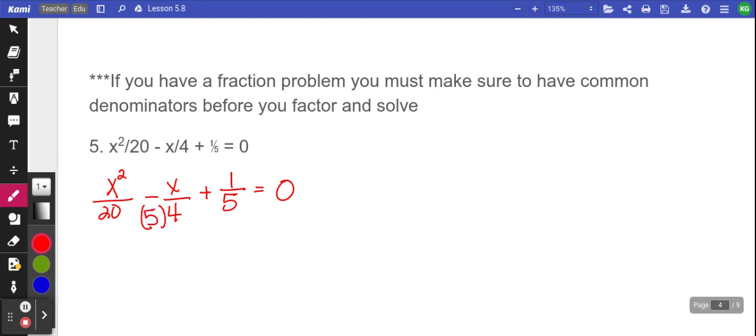So I'd multiply this one by 5. Whatever you do to the bottom, you must do to the top. I'd multiply this one by 4. And once I have 20, 20, 20 common denominators, I can cross them out. So my equation now is x squared minus 5x plus 4 equals 0.